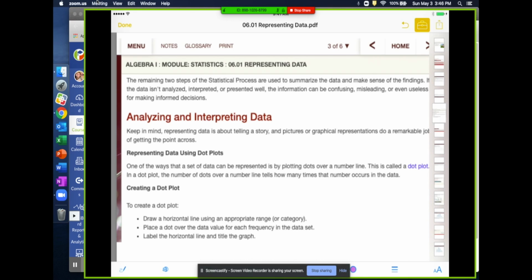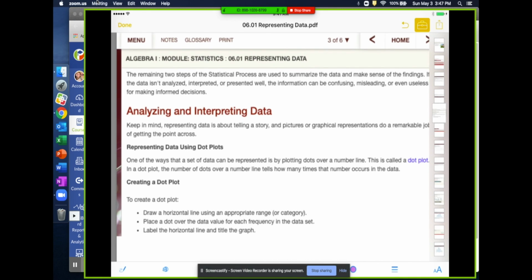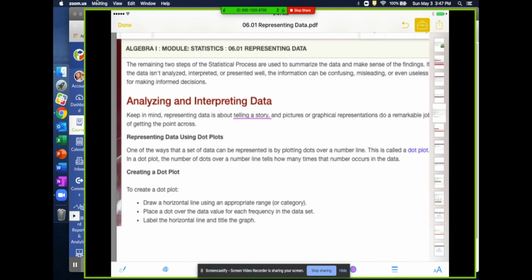And page 3, the remaining 2 steps of the statistical process are used to summarize the data and make sense of the findings. If the data isn't analyzed, interpreted, or presented well, the information can be confusing, misleading, or even useless for making informed decisions. So we have to keep in mind that representing data is all about telling a story, and pictures or graphical representations do a remarkable job of getting the point across. So if you want someone to understand exactly what you're trying to say, you've got to make sure you represent your data in a good way.